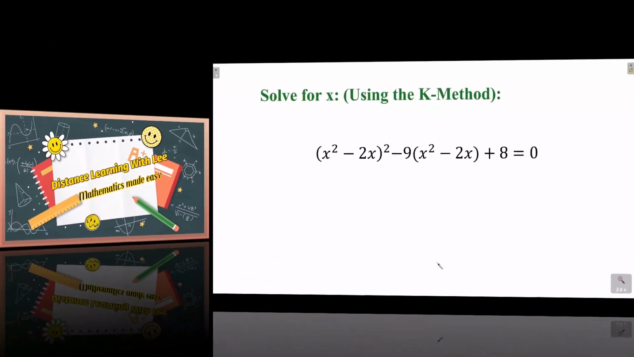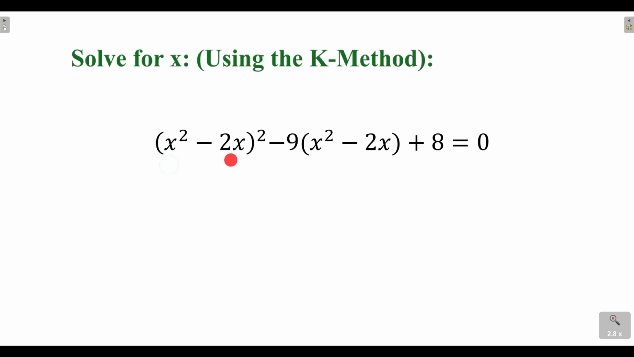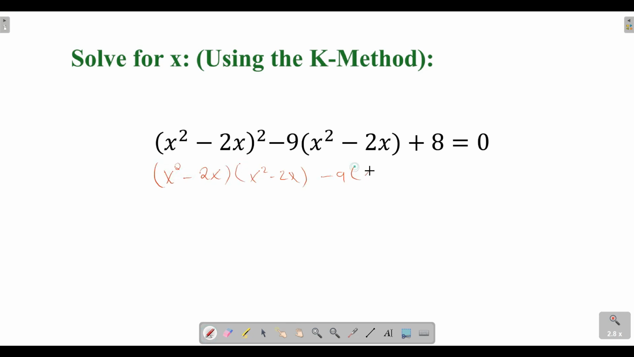So we are given the equation (x squared minus 2x) all squared minus 9 times (x squared minus 2x) plus 8 is equal to 0. Here, guys, if you've never been introduced to the K method, you would think that to solve this equation, I need to write out the brackets twice. And from there, I need to distribute my brackets or remove my brackets.